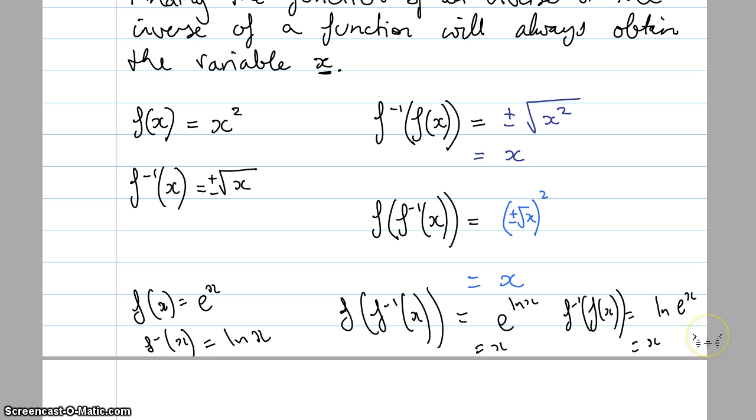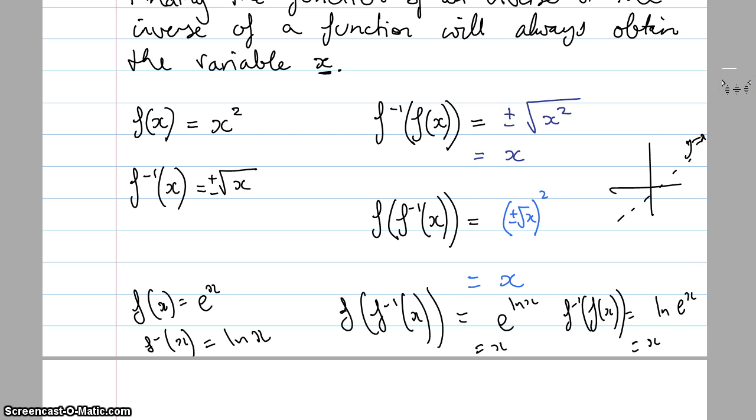The reason that this always works, and in fact it will always work, no matter how complicated or difficult the question looks, it will always equal x. The reason that it does that has got something to do with the fact that there's a mirror image on this line y equals x. And so what happens is that each time you get the function of an inverse, you'll end up getting this line over here, which is pretty amazing.